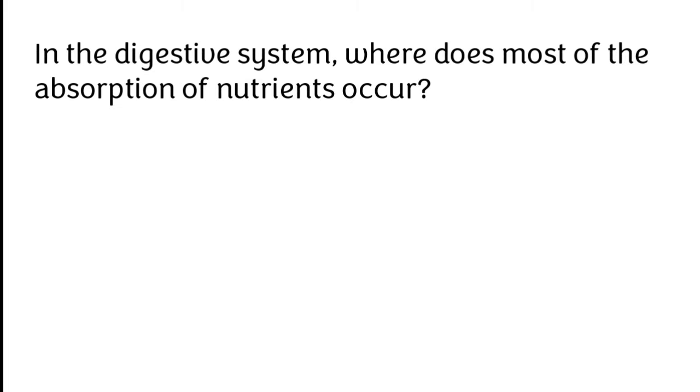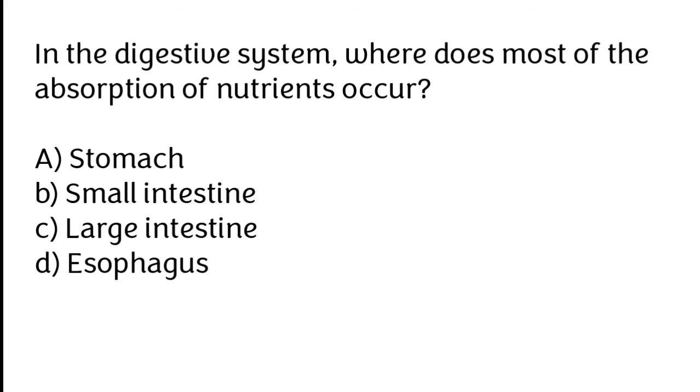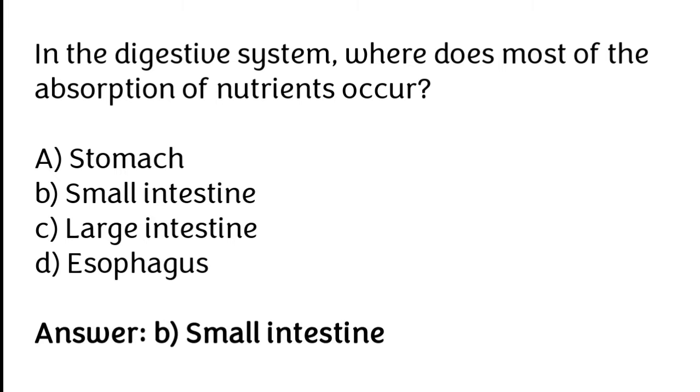In the digestive system, where does most of the absorption of nutrients occur? Stomach, small intestine, large intestine, esophagus. The correct answer is option B. Most of the absorption of nutrients occurs in the small intestine of the digestive system.